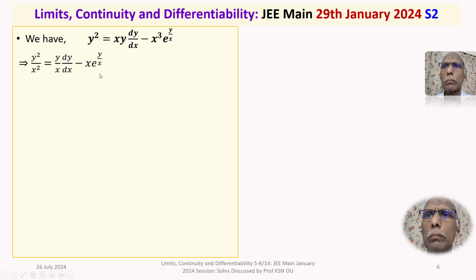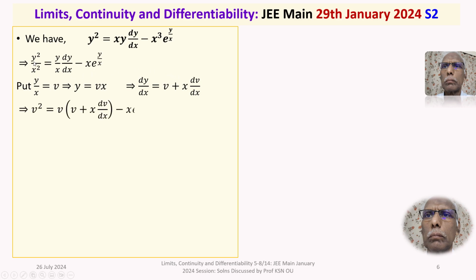Now this turns out to be in terms of y by x. Now put y by x is equal to v. Then y will be equal to vx. Differentiating both sides with respect to x, you will get dy by dx is equal to v plus x dv by dx. Substitute in the above equation.